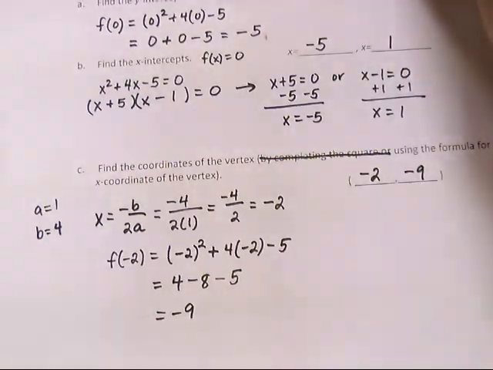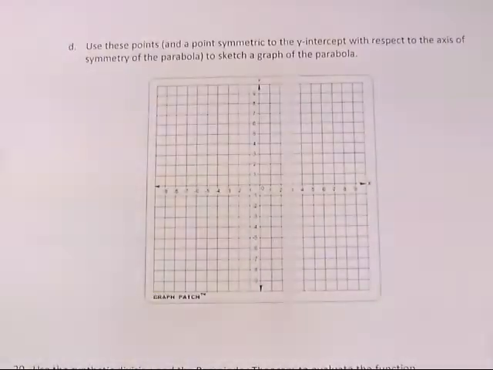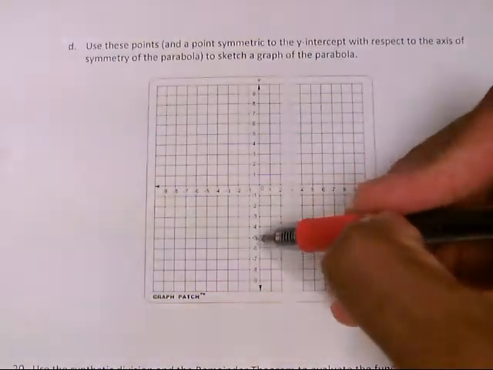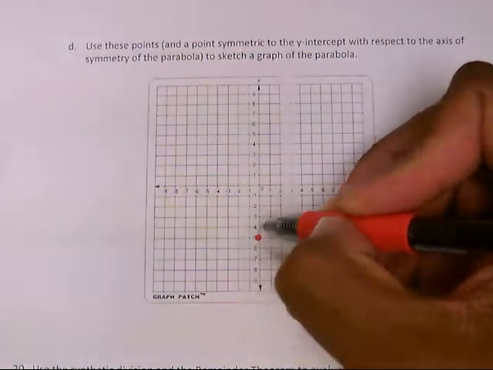Okay, so now on the next page, I'm going to go ahead and use these points and a point symmetric to the y-intercept with respect to the axis of symmetry of that parabola to sketch the graph. Now, I know what my y-intercept is. It's negative 5. So I'm going to go down to negative 5 on the y-axis and draw that point.